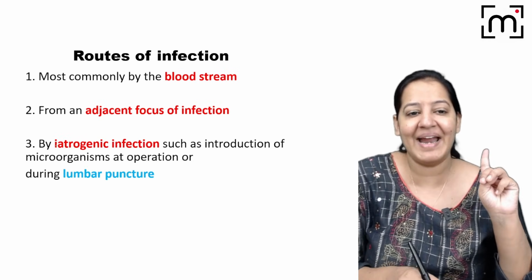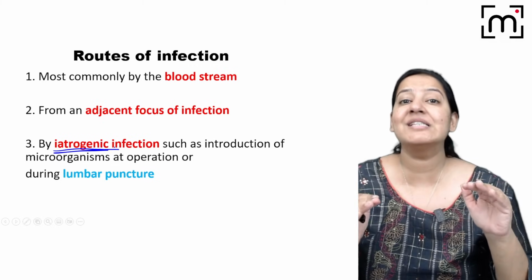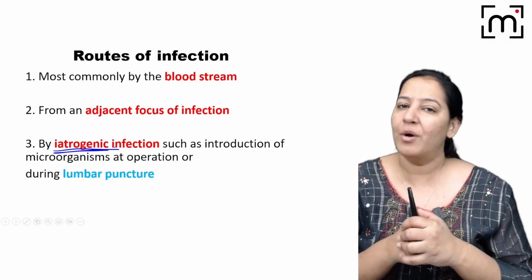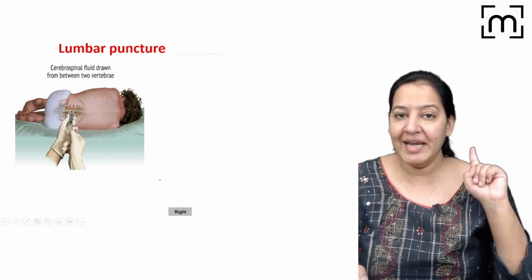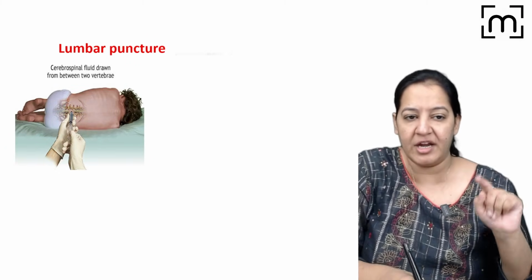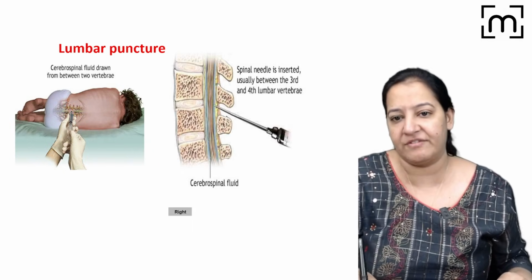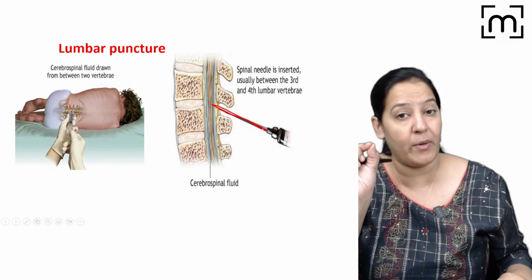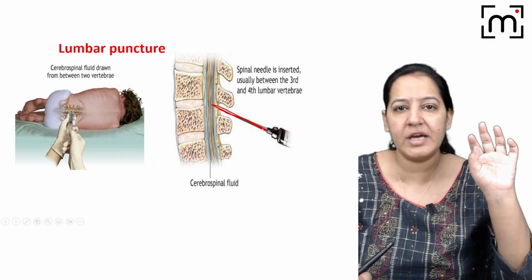And the third is iatrogenic. What do you mean by the term iatrogenic? Iatrogenic means doctor-induced or physician-induced. What do you mean by that? There is a procedure known as lumbar puncture. In lumbar puncture, the physician introduces a needle into the subarachnoid space which contains CSF. You can see here the needle is introduced into the subarachnoid space containing CSF for two reasons, either diagnostic or therapeutic.